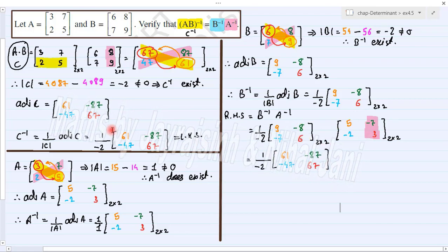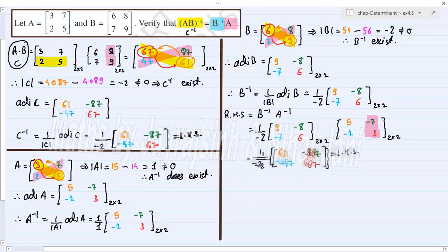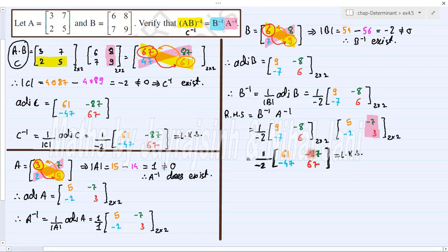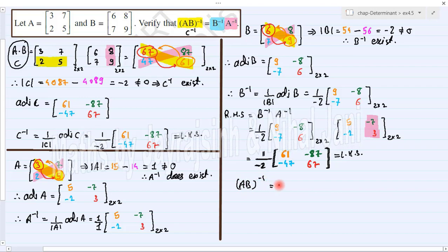So here we get our right hand side, which is the same as the left hand side. So we can say the left hand side, which is AB inverse, is equal to the right hand side, which is B inverse A inverse. Hence proved. Ta-da!